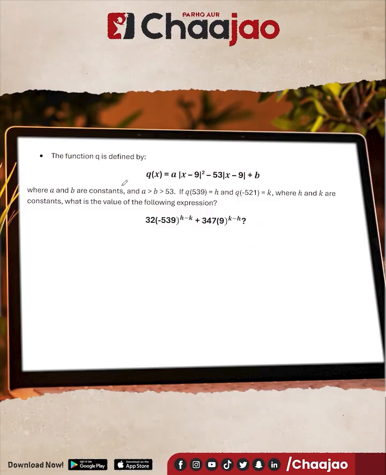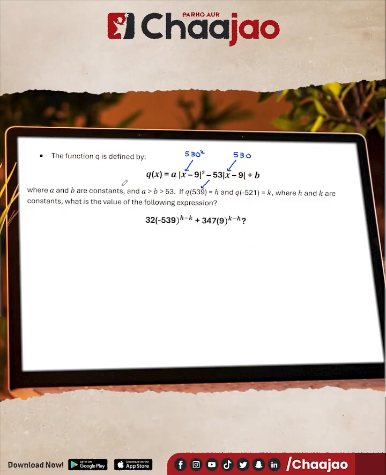This question came up in the DSAT October paper 2025. Now, let's see very carefully. The first value of x that we know is 539. So if I put 539, I will get 539 minus 9 as 530, and then the square of 530. And if I put 539 over here again, 539 minus 9 is again positive 530.